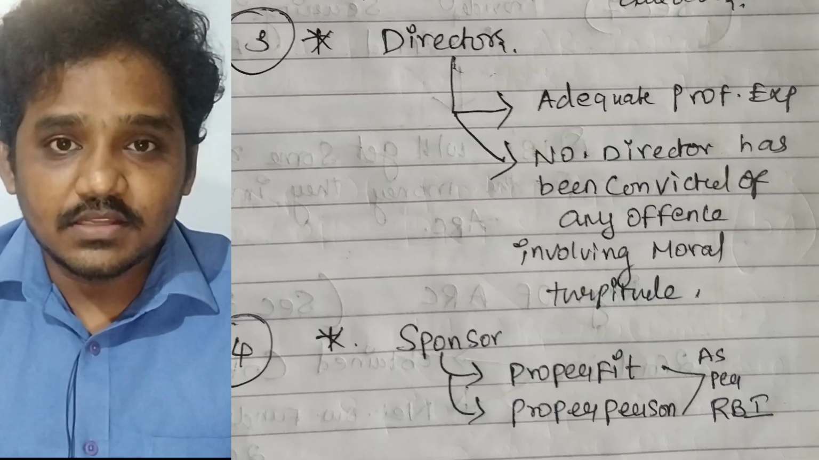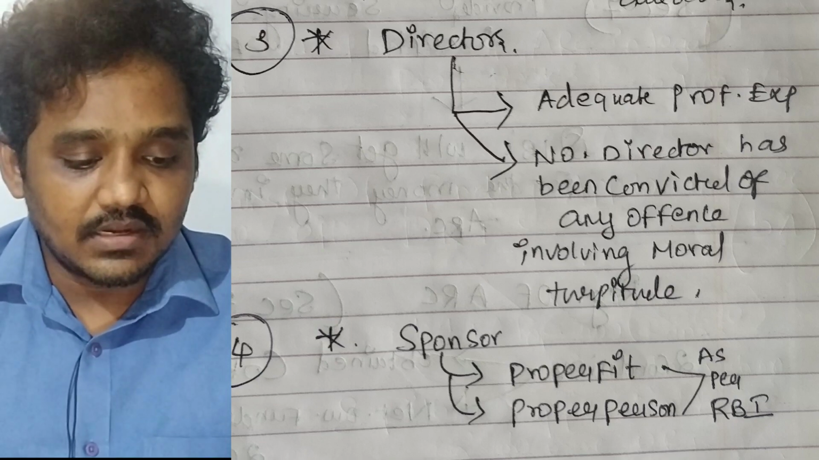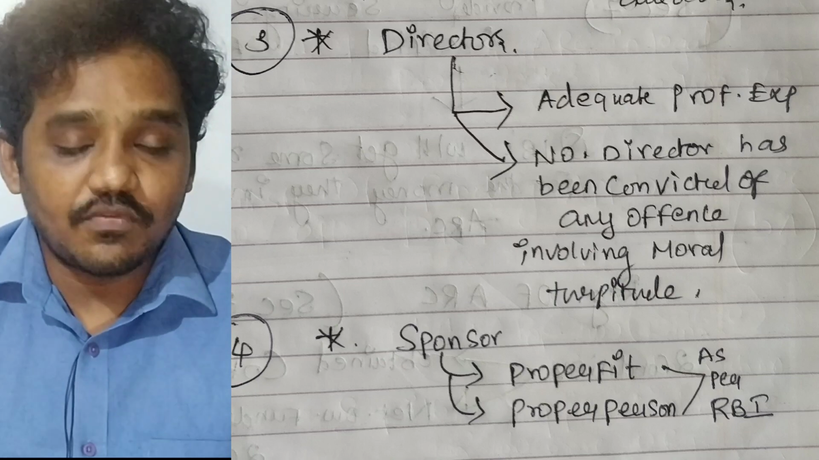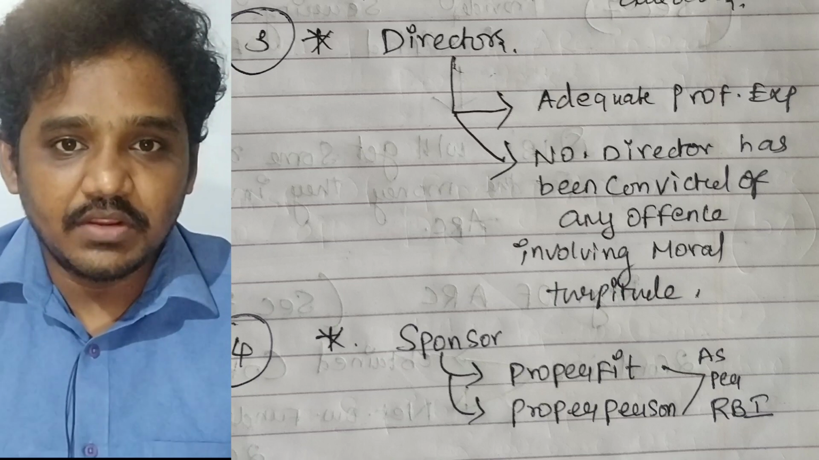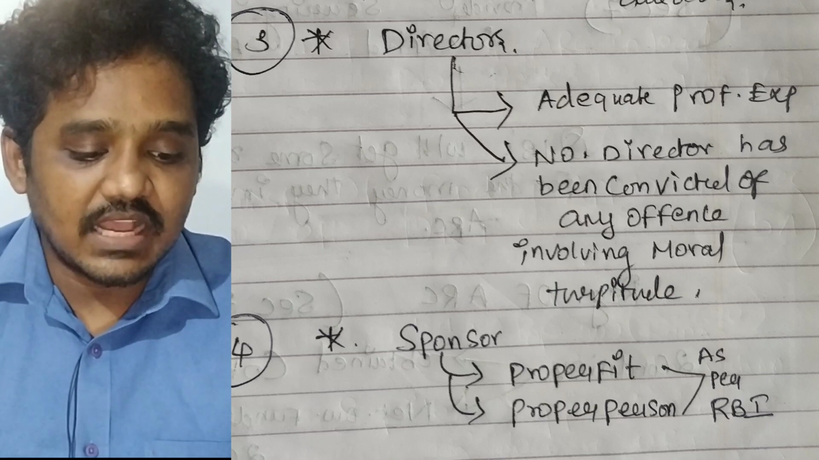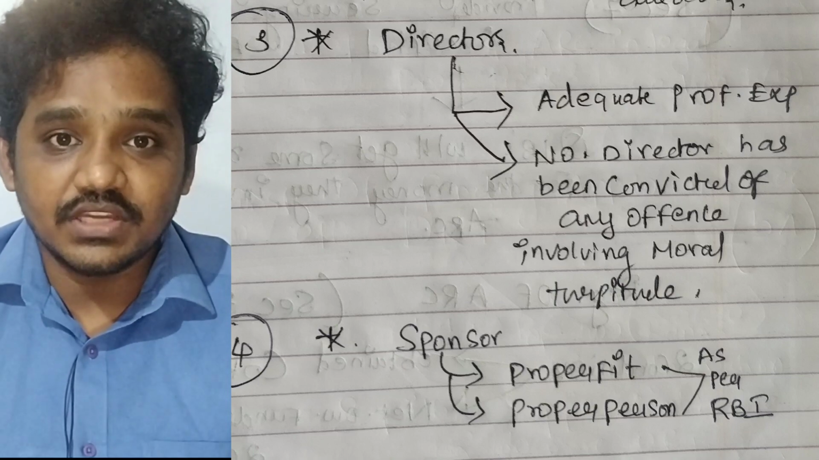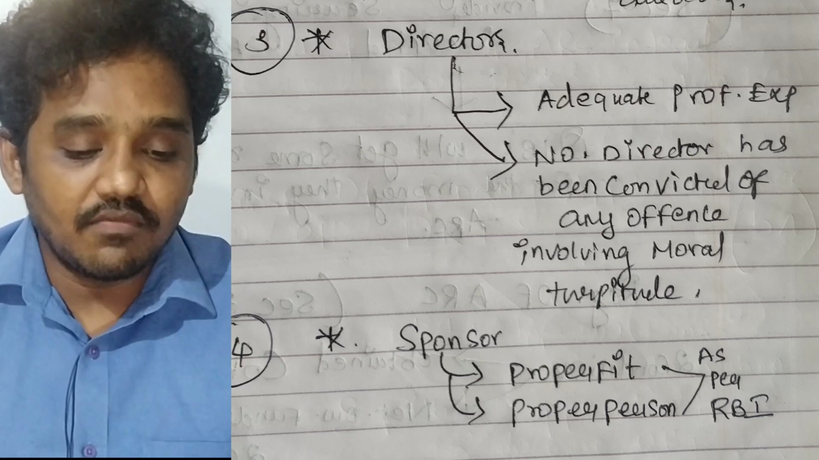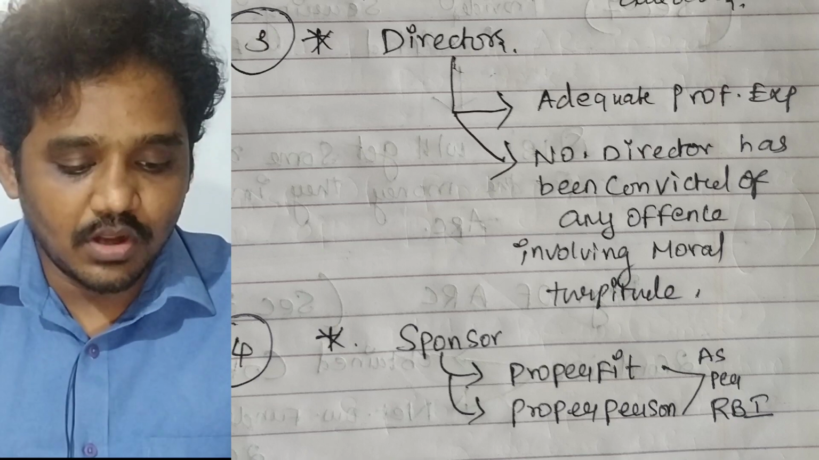Relating to directors, RBI will look into the directors' position and their professional experience, whether they are professionally qualified, whether they have adequate professional experience gained, and whether there is any conviction against the directors. So RBI will look at whether any of the directors has been convicted of any offense involving moral turpitude.